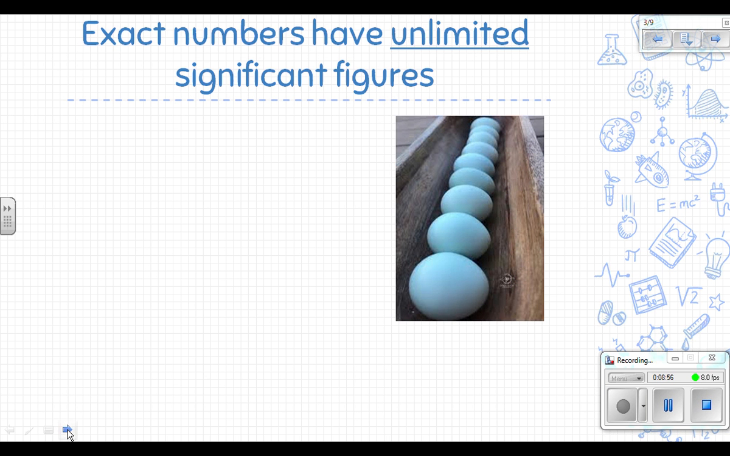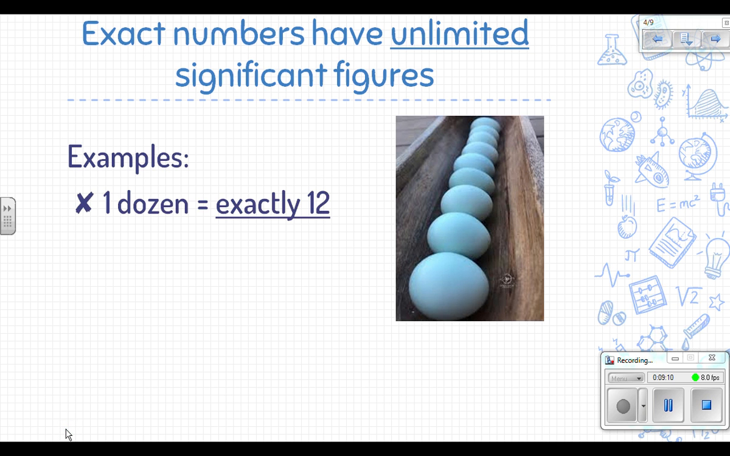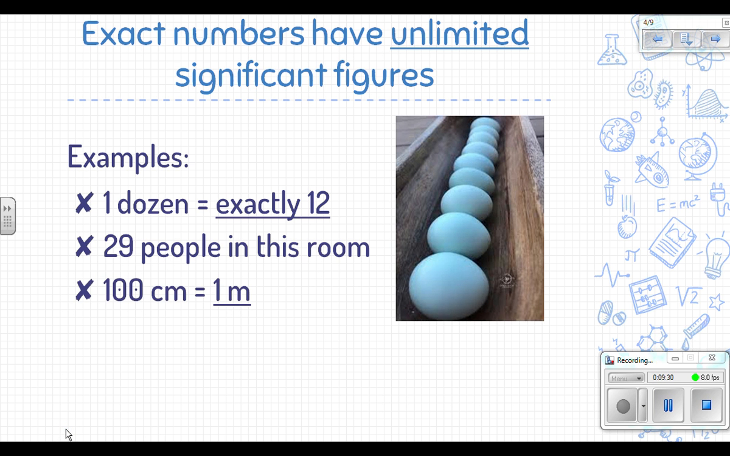Okay? So when we talk about exact numbers, these have what are called unlimited significant figures, or an infinite amount of significant digits. An example would be a dozen, which we know is exactly 12. Since we know it's exactly 12, we say that 12 has an unlimited number of significant figures. If we say that there are exactly 29 people in the room, because there are 29 people, then that's considered an unlimited amount because it's an exact value. And we know that for every 100 centimeters, there's 1 meter. That's a conversion factor, and that never changes.